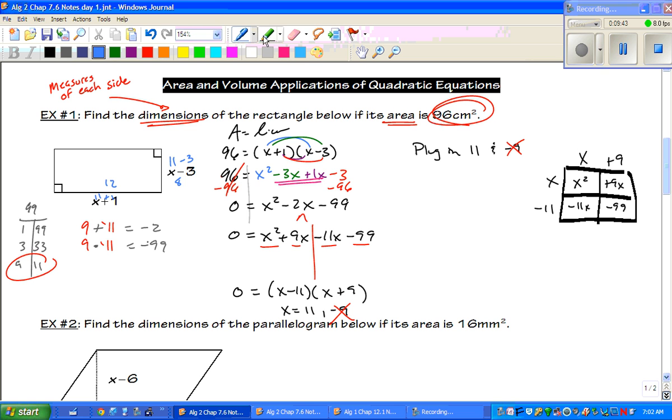So our final answer: we want to know the dimensions. So our dimensions are, the base is going to be 12 centimeters, and the height is 8 centimeters.